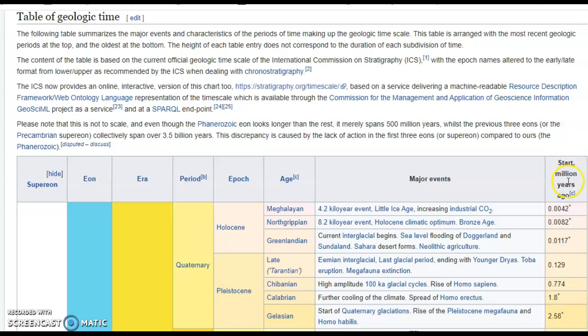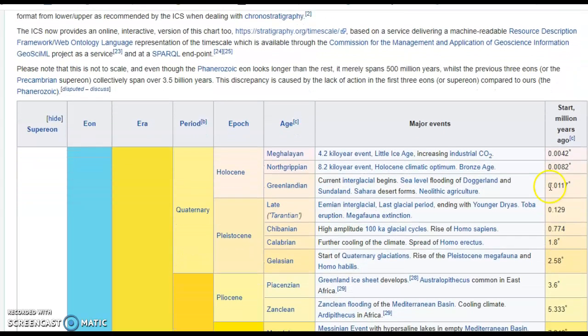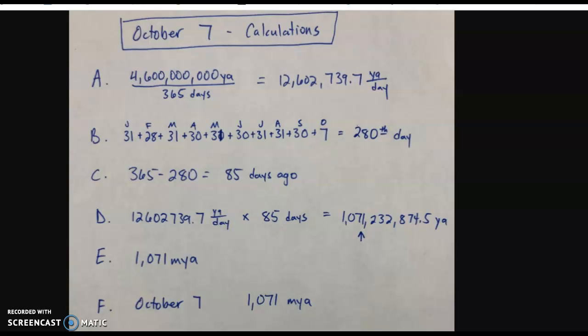In this millions of years ago column, you are going to find your calculated birthday. And remember, when we did our birthday calculations, we had to first calculate how much one day in our 365-day timeline represents. And one day represents 12.6 million years. My birthday falls 1,071,000,000 years ago. So I'm going to try and find 1,071 million years ago on my timeline.